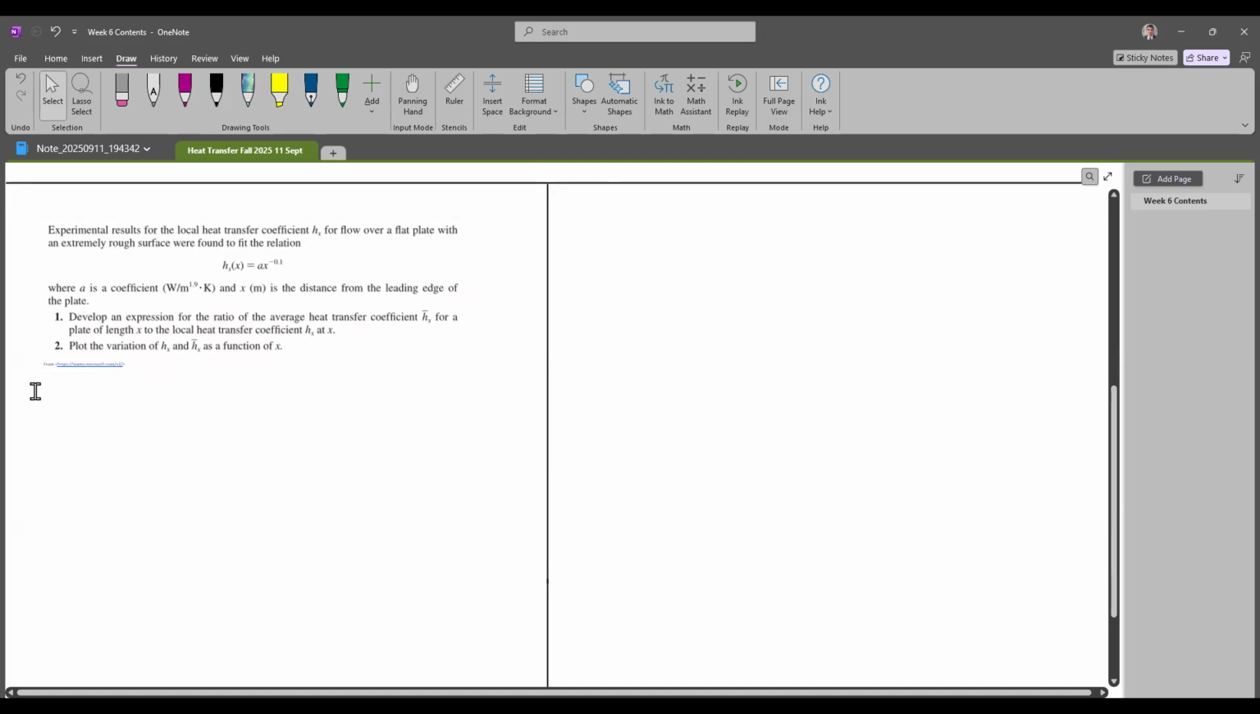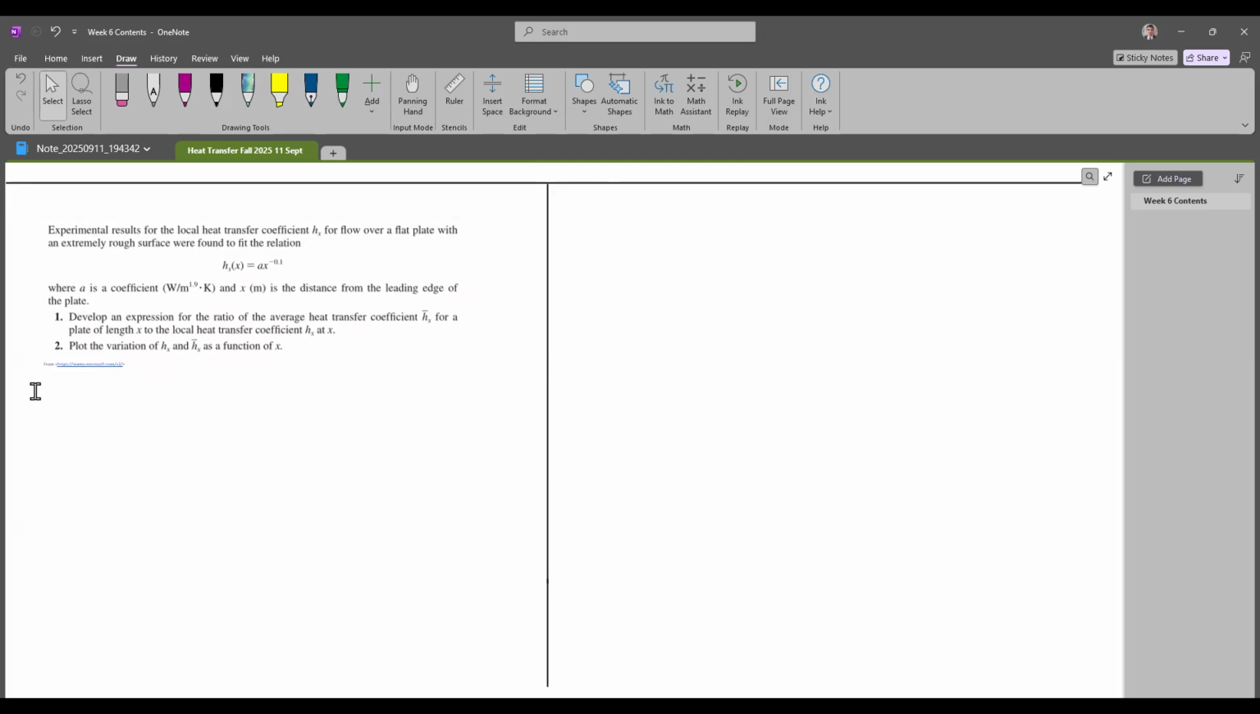Experimental results from the local heat transfer coefficient hx for a flow over a flat plate with an extremely rough surface were found to fit the relation hx is A times x raised to the power minus 0.1. So we have the local heat transfer coefficient h at any x, which is A times x raised to the power minus 0.1, where A is the coefficient and x is the distance from the leading edge.